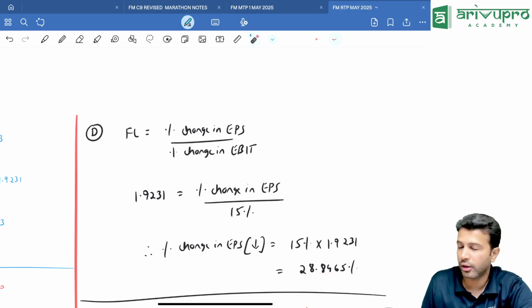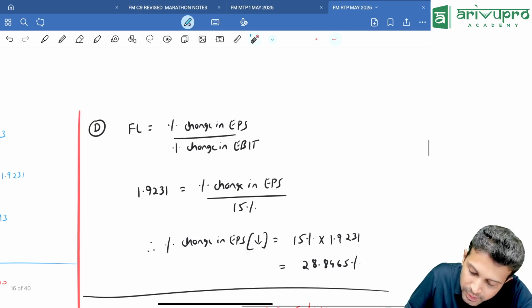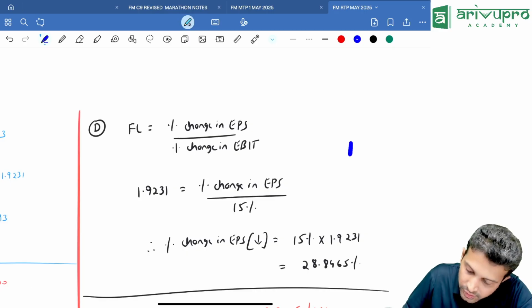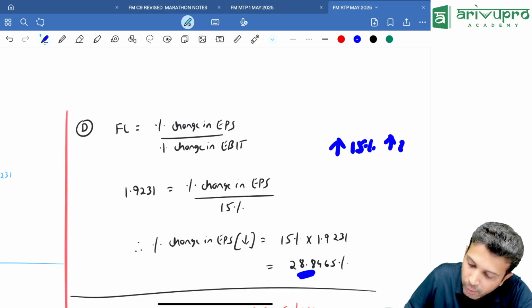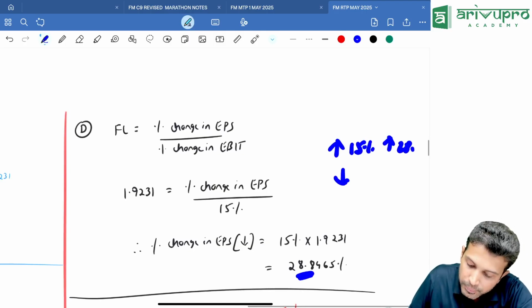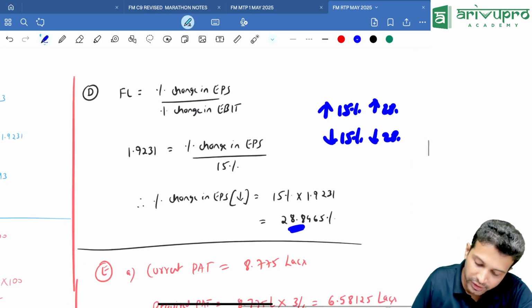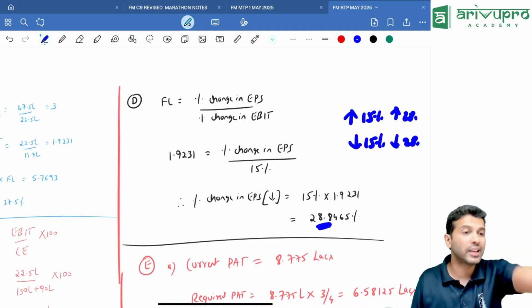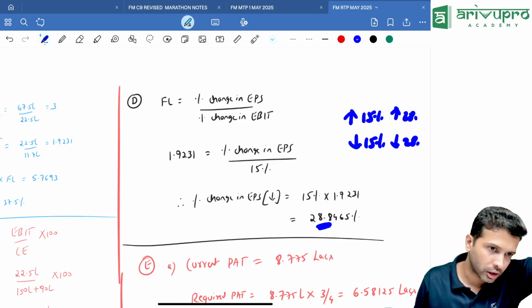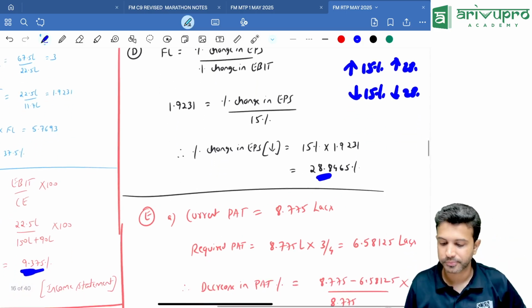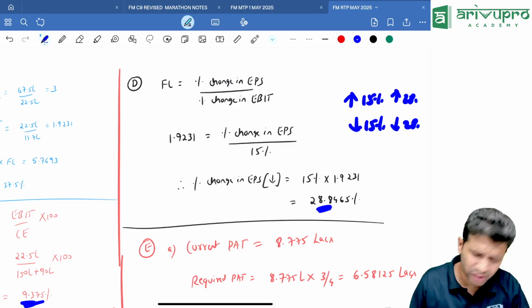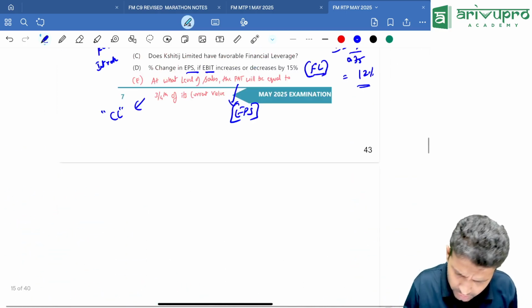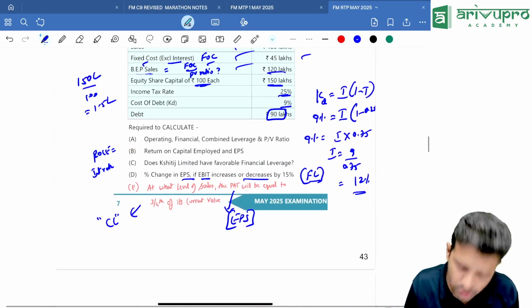In which direction will it change? If EBIT increases by 15%, EPS also will increase by 28.8%. If EBIT reduces by 15%, EPS also will reduce by 28.8%. That's what we need to write over here, because they have given both increase as well as decrease. Understood? You need to call out that. So we need to answer on both the terms.